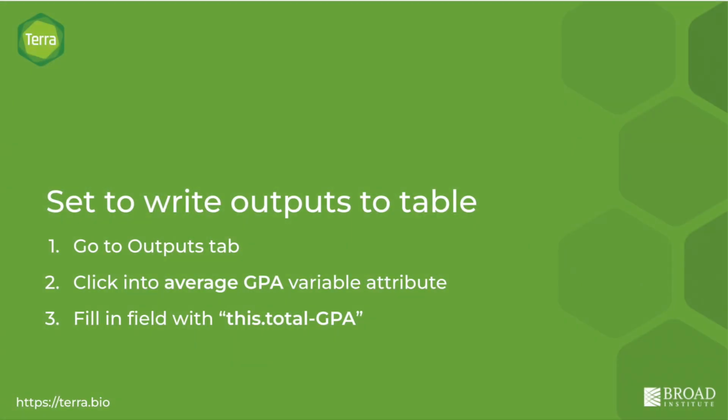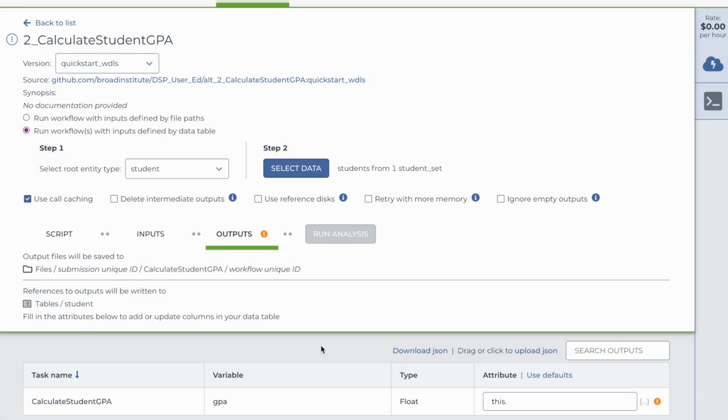Terra writes outputs to workspace storage by default. The last step is to set up the workflow to write outputs to the input table in the form. If you go to the Outputs tab, there's one output variable, the average GPA. You type this. again, which tells Terra it's a column in the input data table.